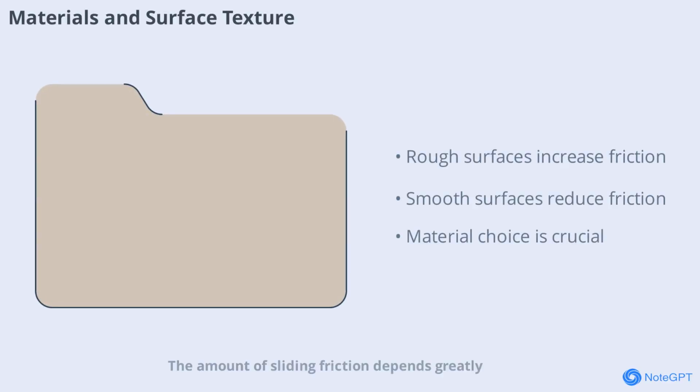The amount of sliding friction depends greatly on the materials involved and their surface textures. Rough surfaces like sandpaper create more friction, while smooth surfaces like glass create less. Engineers carefully select materials for specific purposes, such as rubber for tires or Teflon for nonstick pans, to control friction. By understanding how different textures and materials interact, we can design products that perform better and last longer.